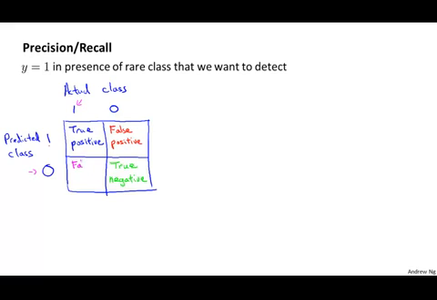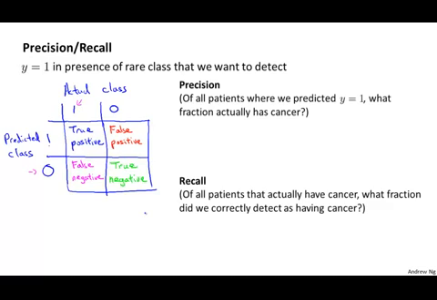That's called a false negative because our algorithm predicted 0, but the actual class was 1. And so we have this little 2 by 2 table based on what was the actual class and what was the predicted class. So here's a different way of evaluating the performance of our algorithm.